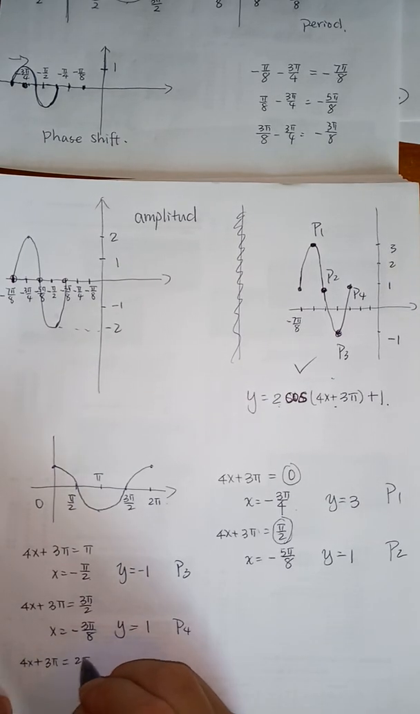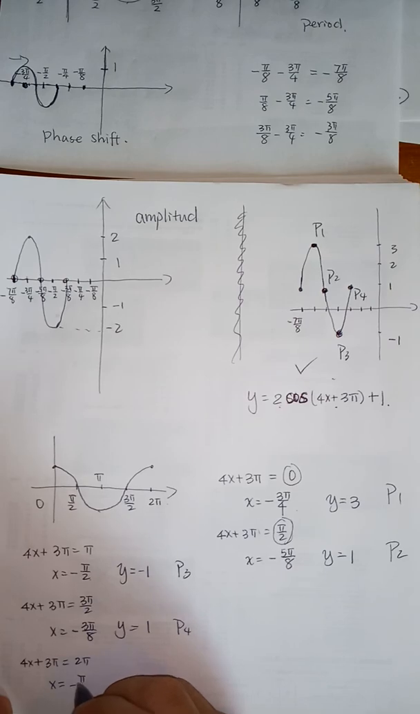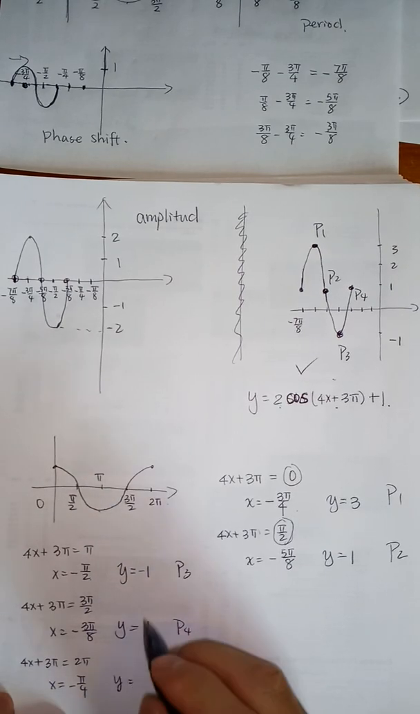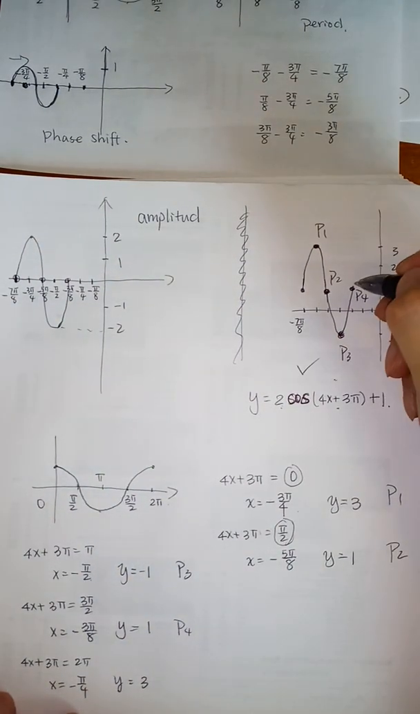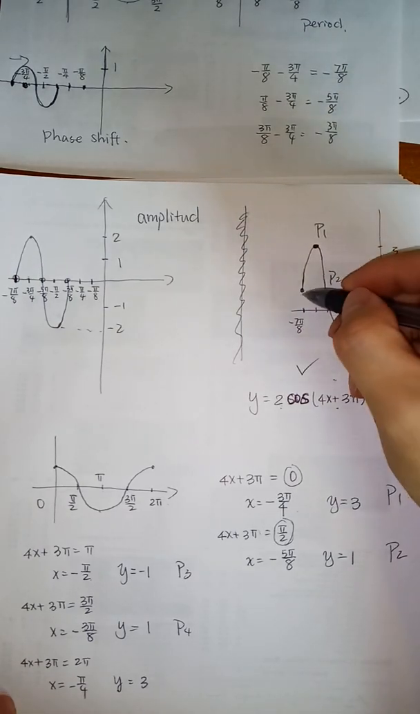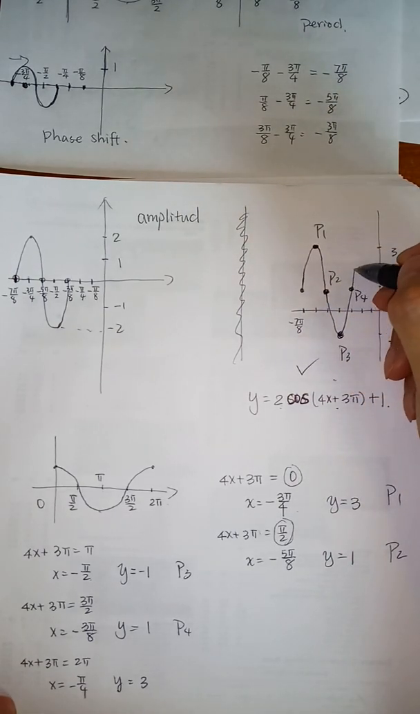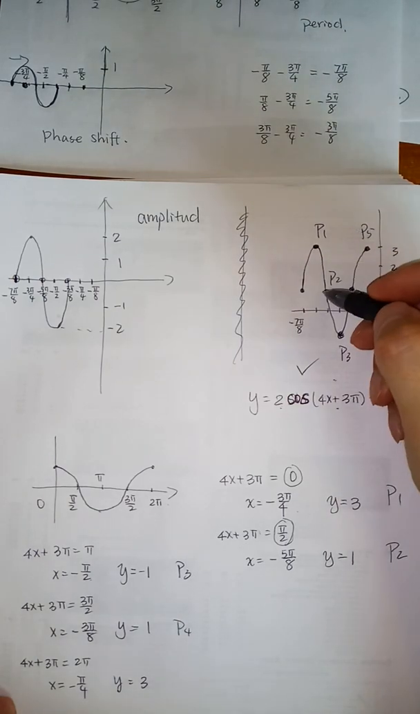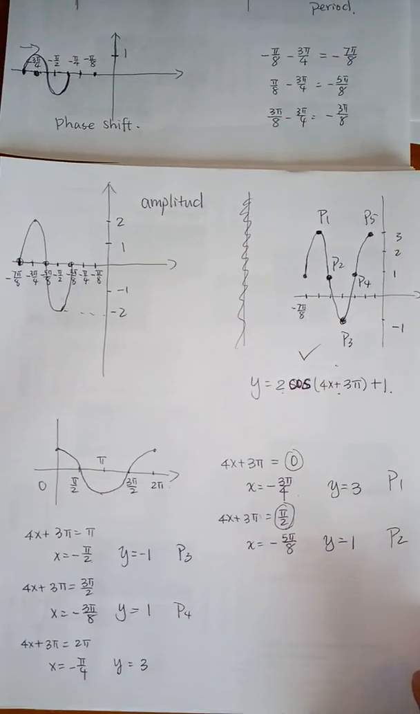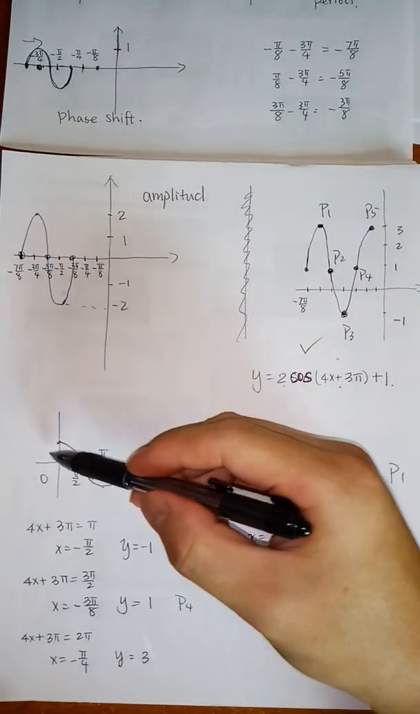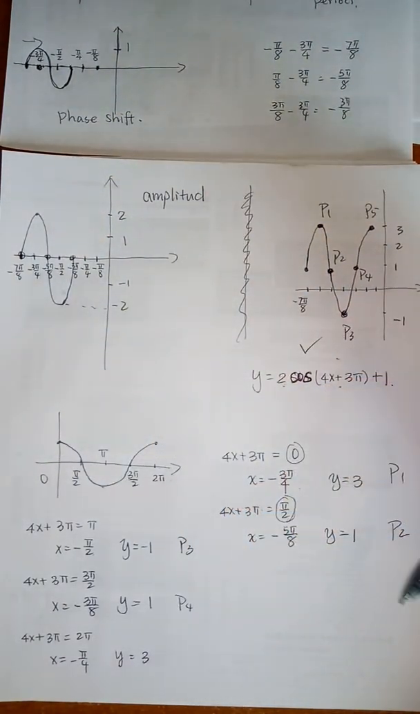And when you get the 2 pi, then x is negative pi over 4. And y is equal to 3 again. So technically, we didn't draw this part. We draw the previous part. So this is P5. P5 is here. You can use this method, or you can use this one. Either works. For the cosine, usually we consider 0 to 2 pi. Or you can consider the other way.